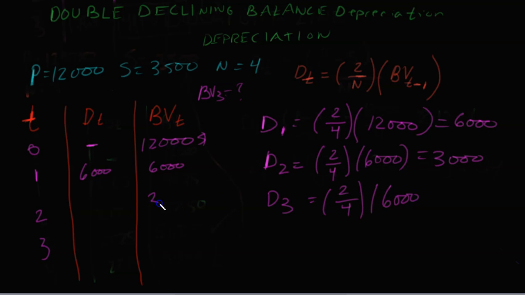Oops, I'm jumping ahead. Sorry, guys. And there's a 3 here. Sorry, this is a 3. D3 is 2 over 4 times 3,000, which equals 1,500. So our final book value would be 1,500.